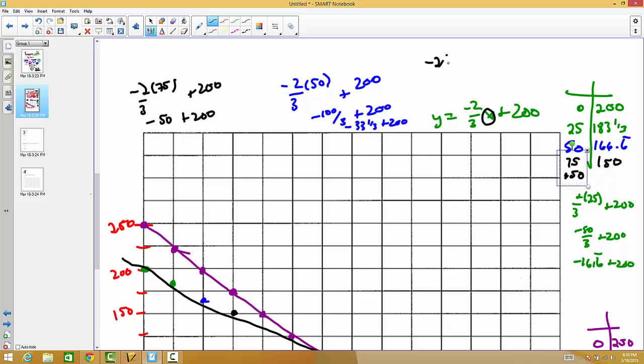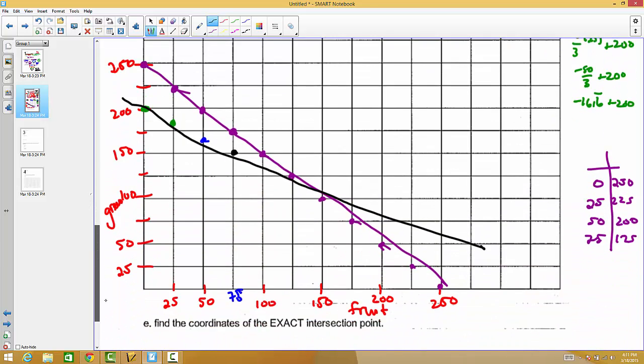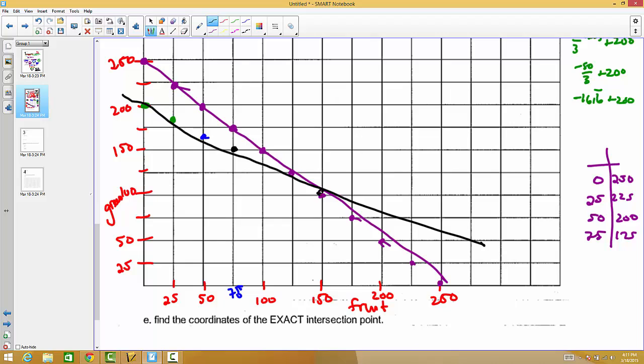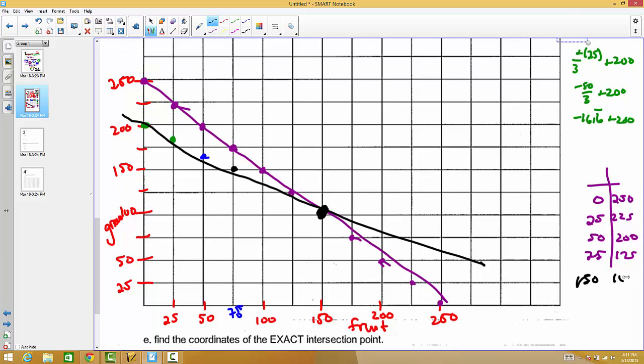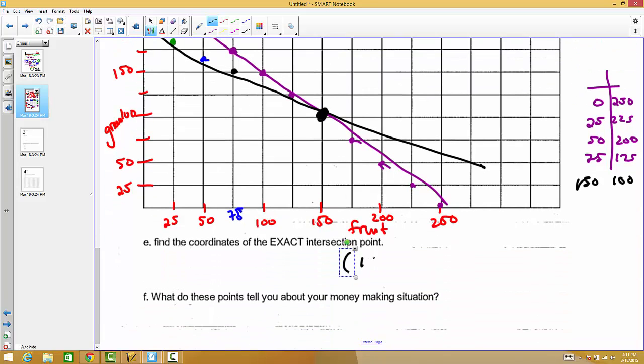So negative 2 times 150 divided by 3 plus 200. So that would be negative 100 plus 200, which is 100. So 150, 100 is where it crosses, right there. Because this one is also 150, 50, 100. So the exact point is 150, 100. And it's 150 fruit and 100 green smoothies.